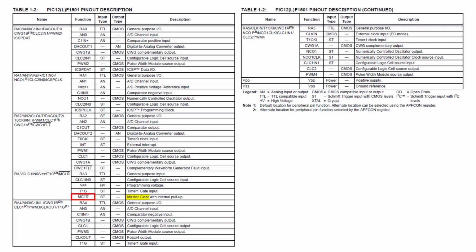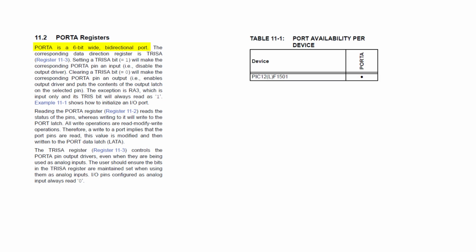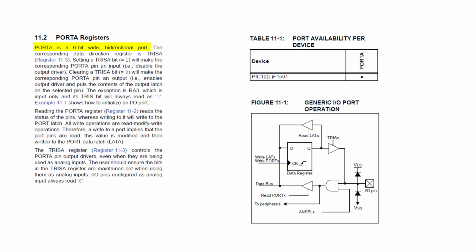Pull it low, and the PIC resets itself. Almost the same as if you turn the power off then on again. Taken together, the 6 I/O pins are referred to as port A. Bigger PICs have extra ports, port B, port C and so on. They all work pretty much the same way as port A.